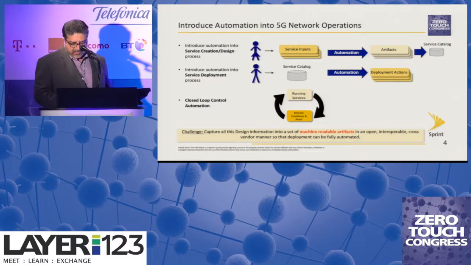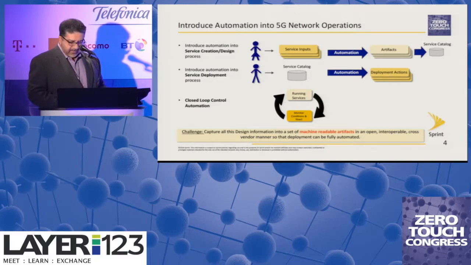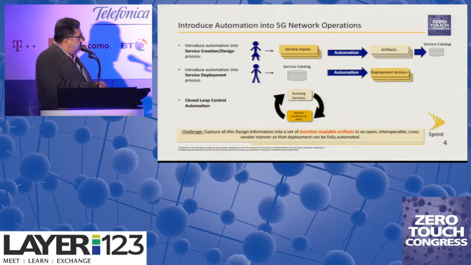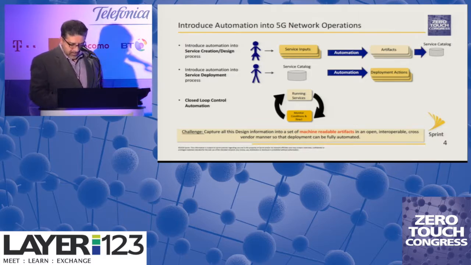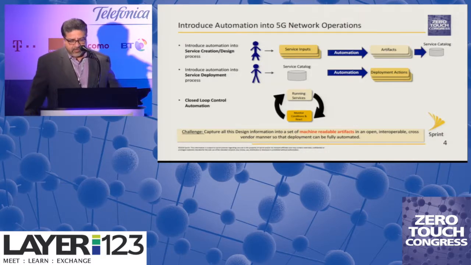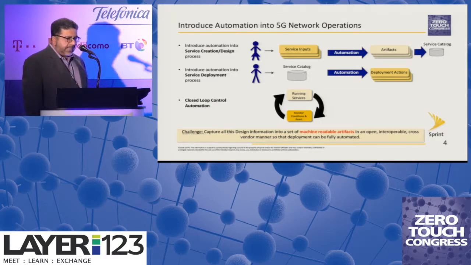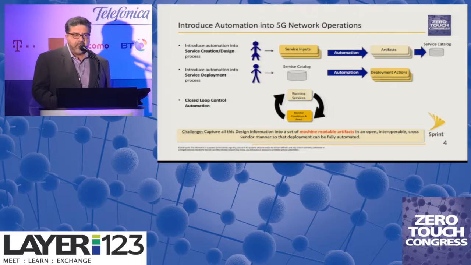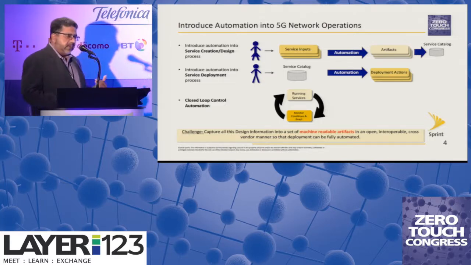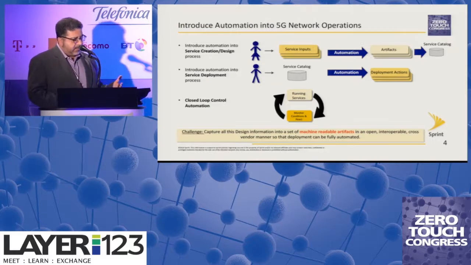In tomorrow's talk, I'll talk about these service inputs over here, and what the deployment actions are at the 5G core network level. I'll talk about the major categories of 5G services you've heard about, whether it's enhanced mobile broadband, massive IoT, or ultra-reliable low latency. Those are the kind of service inputs that an operator or person would put into an automation system.